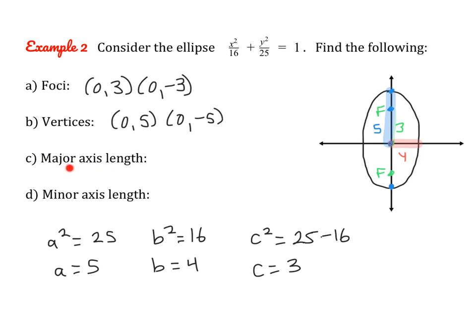And now to find our major axis length, again, it's this entire vertical axis from top to bottom. So it's just 2 times your a value, which is 10. And then our minor axis, in this case, is the horizontal length from here to here. So 4 plus 4 is 8. And there you have it.